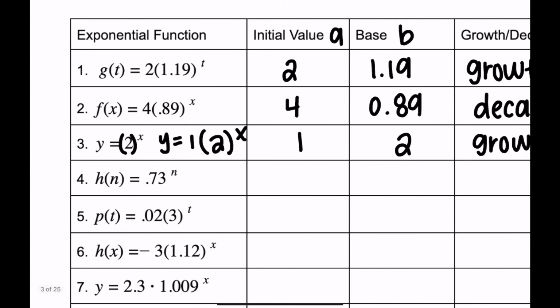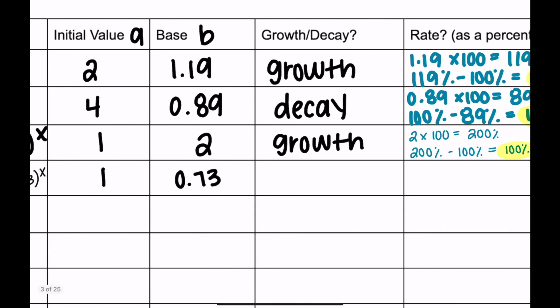All right, number 4. Again, we do not have the initial value written in front of the base, so it's understood to be 1. Okay, so our initial value is 1. The base is 0.73, and 0.73 is between 0 and 1, so that is decay.